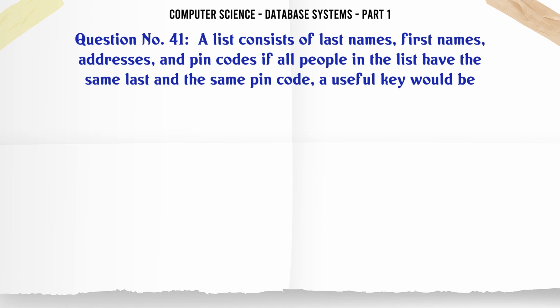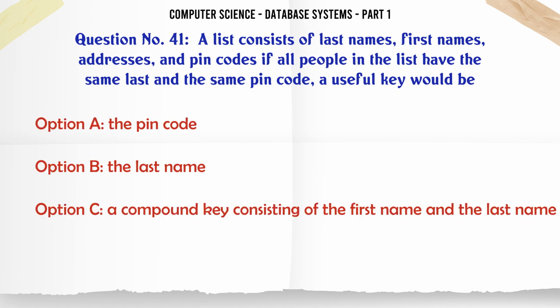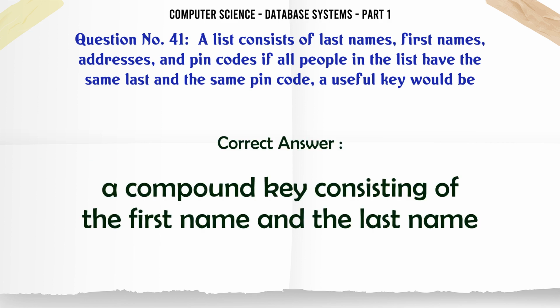A list consists of last names, first names, addresses, and PIN codes. If all people in the list have the same last name and the same PIN code, a useful key would be A, the PIN code. B, the last name. C, a compound key consisting of the first name and the last name. D, all of the above. The correct answer is a compound key consisting of the first name and the last name.